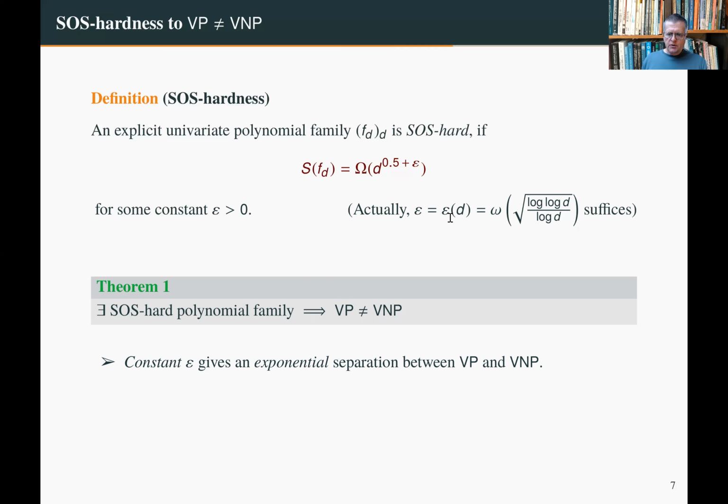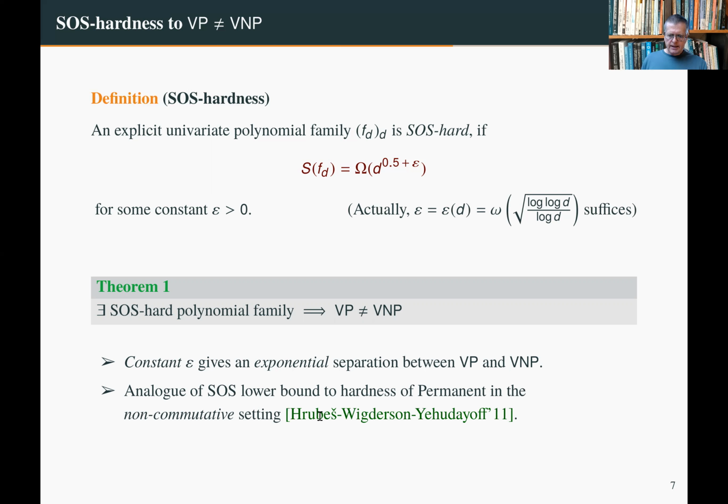The difference between the two epsilons is that if we go for the constant epsilon, which is a stronger requirement, then we can actually prove that there's an exponential separation between VP and VNP. This is a different proof than the one we show for this epsilon. It goes along similar lines, but uses different estimates, and we get a stronger separation.